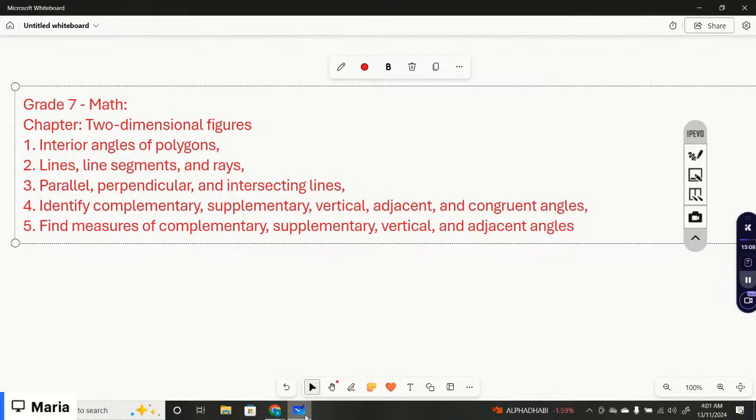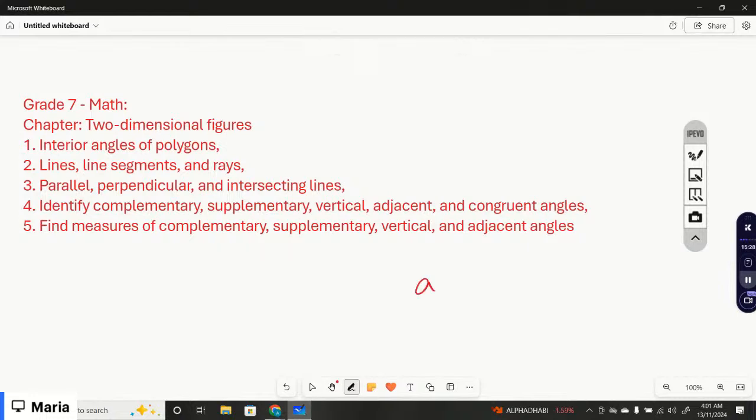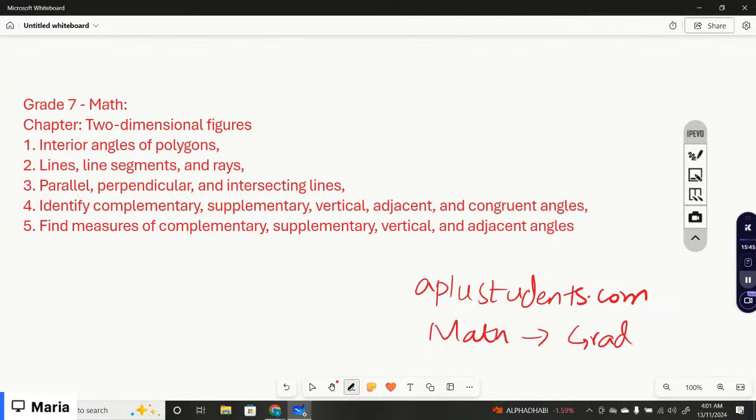We are here for grade 7 math. You can find all the lessons on aplusstudents.com. You have to log in there using your email address and password as provided by the administrator. Then you have to select math from the subject tab, scroll down to grade 7 math, and then click on view all lessons.